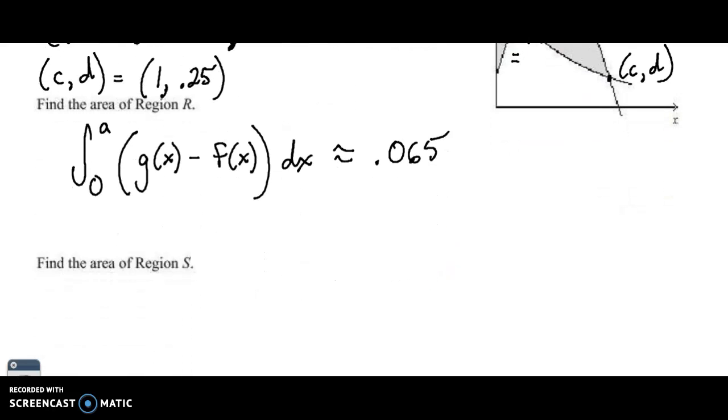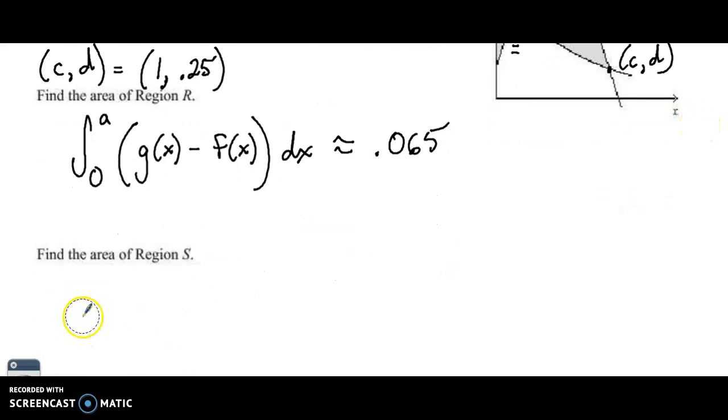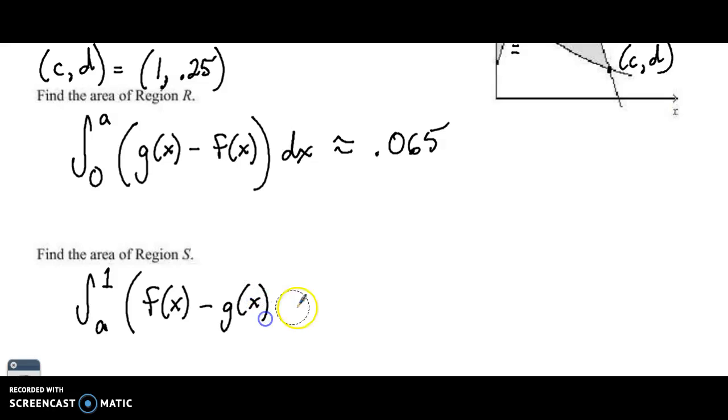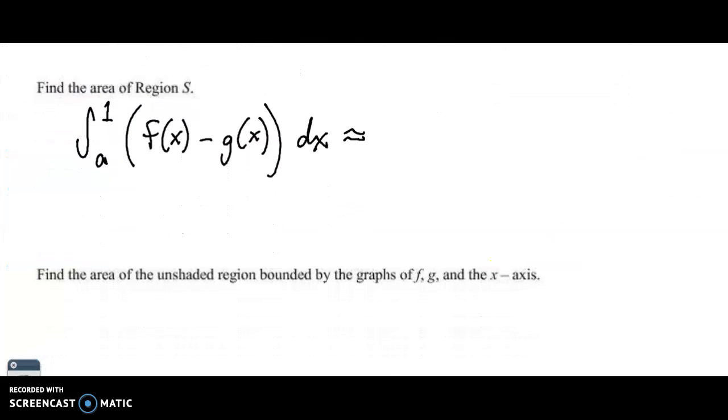So as you write the equation for the next one, region S, we're going from A to C. Now, it might not make any sense to write to C here because C is clearly 1. So you have the option to write one or the other. This time the f of x function is higher, the upper function. And I'm running low on time, so I'm going to trust that you can type that in.